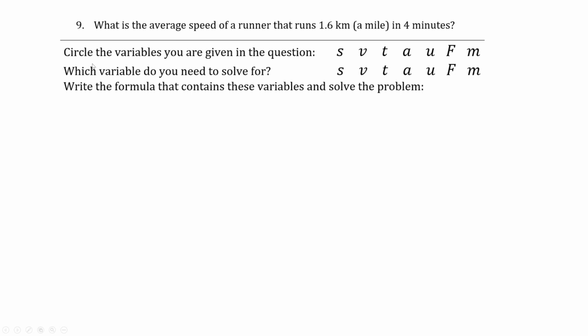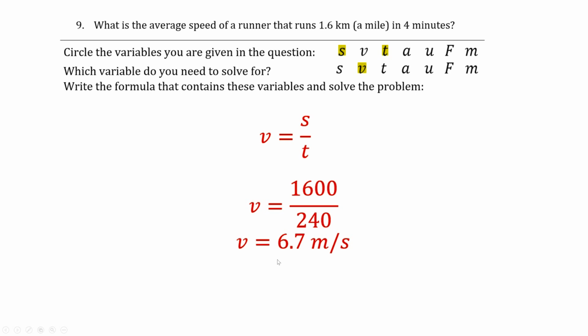Anyway, circle the variables you're given. A distance and a time. And we've got to work out the velocity, average velocity. So average velocity equals distance divided by time, 6.7 meters per second. The fastest Usain Bolt goes is somewhere around 13 meters a second, so twice as fast as that. However, he's not running for 4 minutes. He's only doing that for 10 seconds.